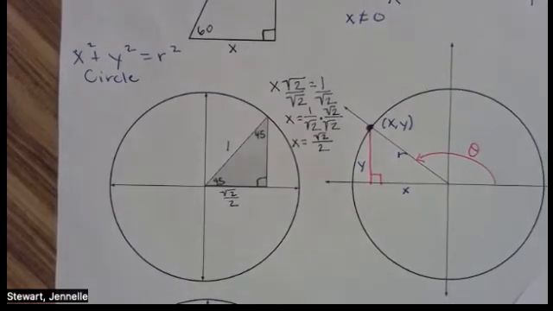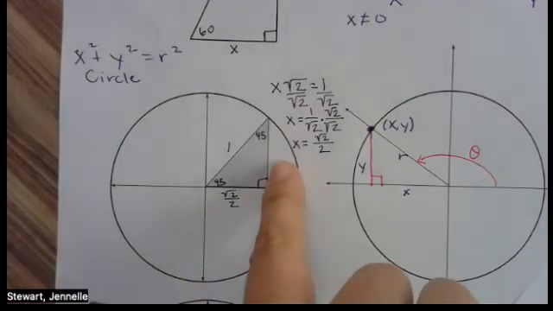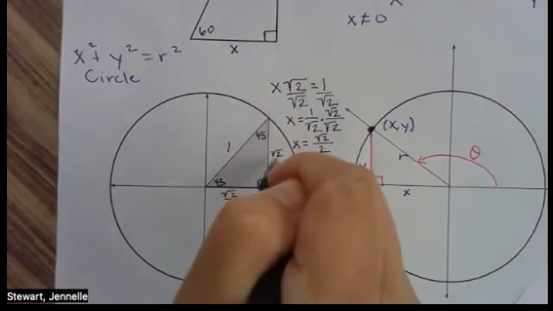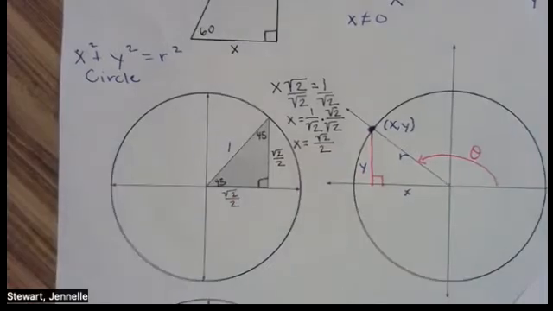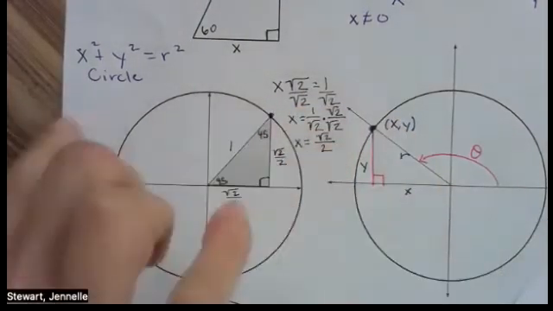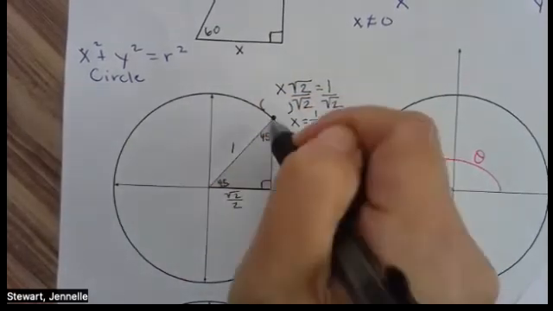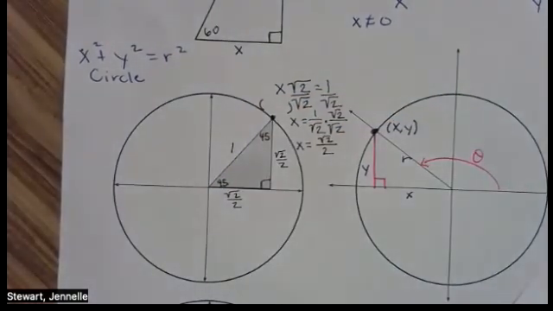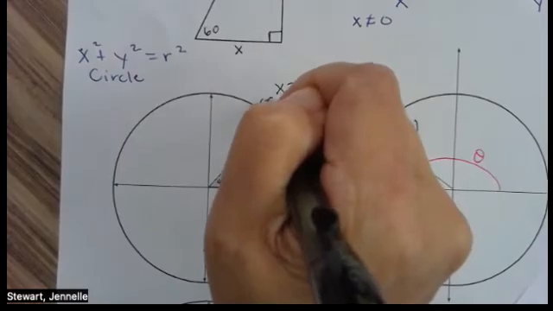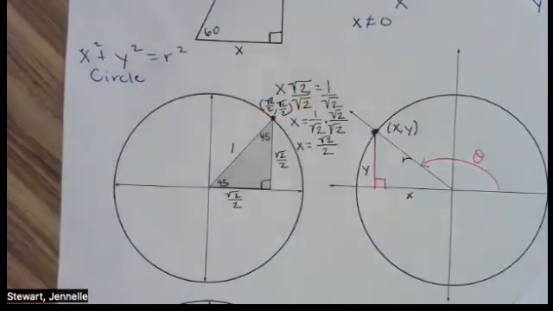Well, I know my special triangles. If this leg is square root of 2 over 2, this one is also square root of 2 over 2. Aha, I have my x value and my y value for this point. Oh, I should have put my work on this side. So that means my coordinate point for a 45-degree angle is rad 2 over 2, comma, rad 2 over 2. Oh, I made that super small.